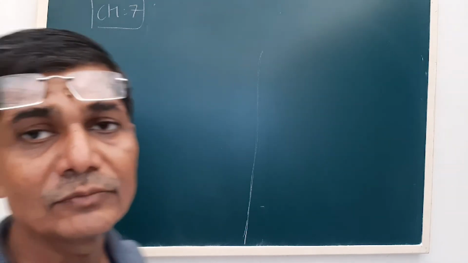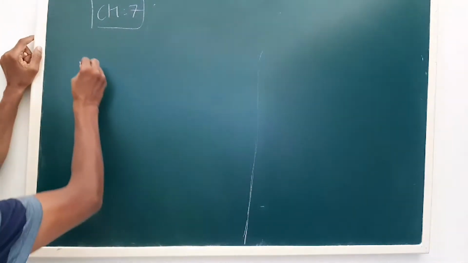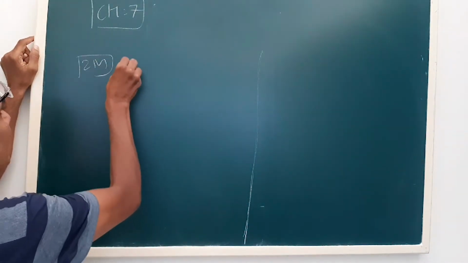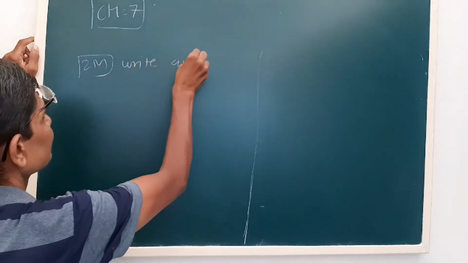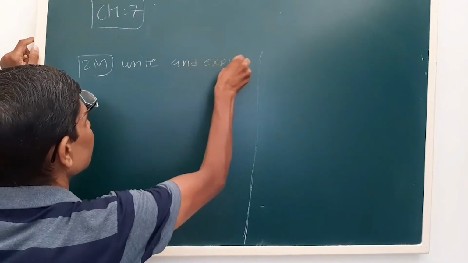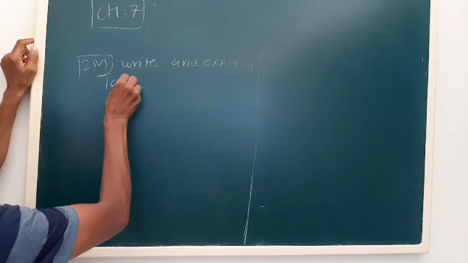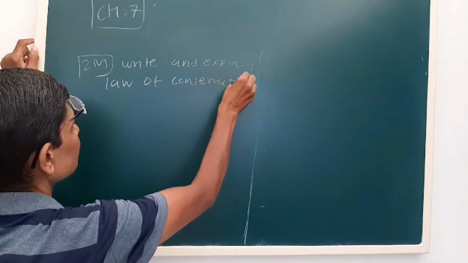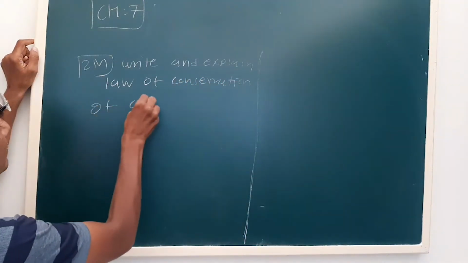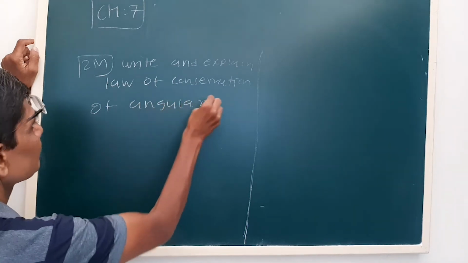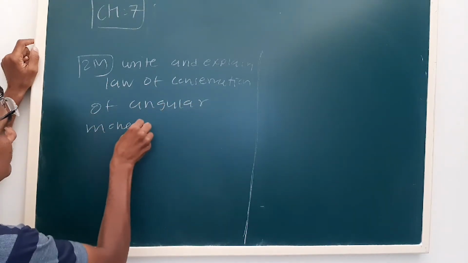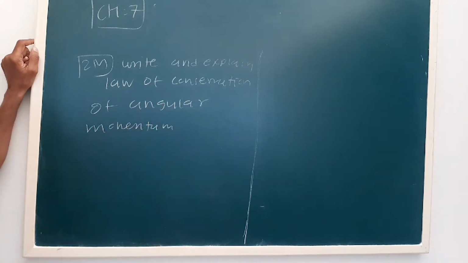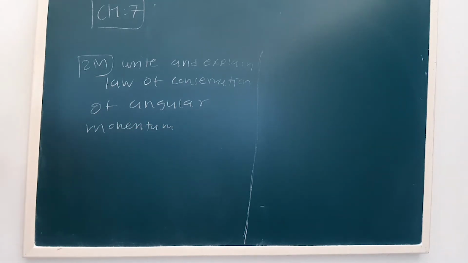This can be asked in a 2-mark question. See, the question can be like this: write and explain law of conservation of angular momentum. Now see, first we should enlist the statement.